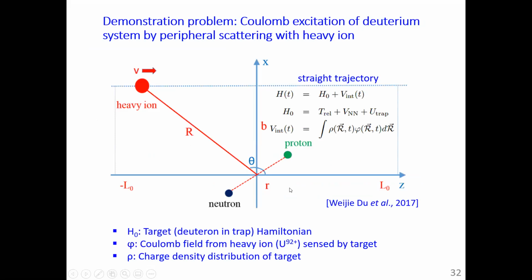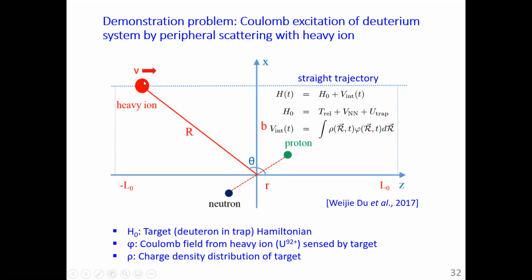To illustrate this method, we go with a demonstration problem. It is about the Coulomb excitation of a deuterium system by peripheral scattering with a heavy ion. This is the setup for this model problem. Here we rest the target system, which is a deuteron, trapped at the origin. That is, we put the central mass of the deuteron at the origin, and we apply a heavy ion to fly from negative L naught to positive L naught, with the impact parameter b.